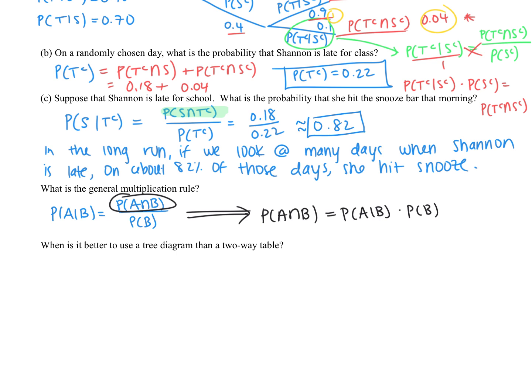And then last thing I want us to know is we need to know when to use a tree diagram. So I told you in part A, use a tree diagram. I'm not going to in the future though. So you need to recognize when a tree is appropriate. A tree is appropriate when events are sequential, like she hits snooze and then she's on time. Sequential or conditional. Okay, next class, we're going to do more tree diagrams.